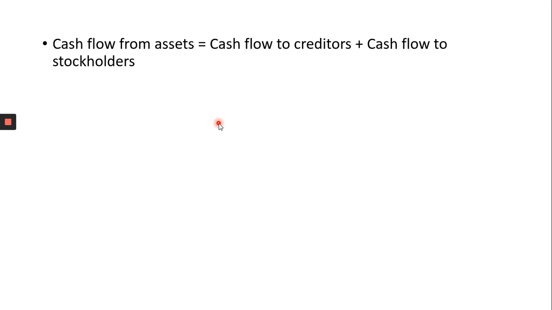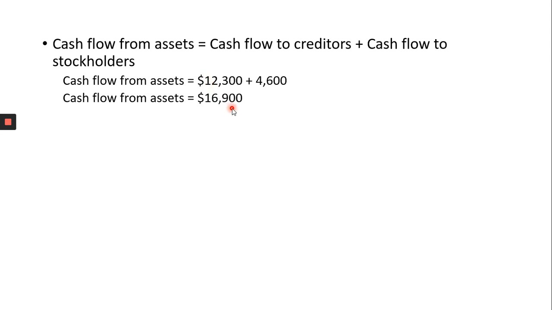So the cash flows from asset is the cash flows to the creditor plus cash flows to the stockholder. So whatever money they paid to the creditors, or those from whom they took the loan, and to the stockholders, that means the shareholders. Both are given in the question. So cash flows from asset is this 12,300 they pay to creditors, and 4,600 they pay to the stockholders. If you add them together, that will be 16,900. So that's our cash flows from asset.